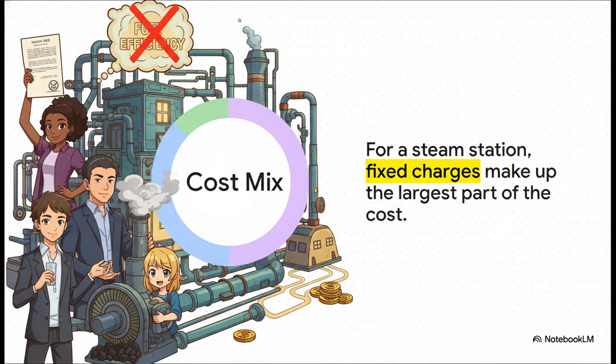Let's look at a real-world example, say for a typical steam power station. When you actually break down where the money goes, it's pretty eye-opening. You've got fuel at 40%, then operation and maintenance at 10%. Add those up and you get 50%. So where's the other half? Well, a full 50% of the cost is just those fixed charges, that giant mortgage payment we talked about. This is exactly why focusing only on fuel efficiency misses half the story.